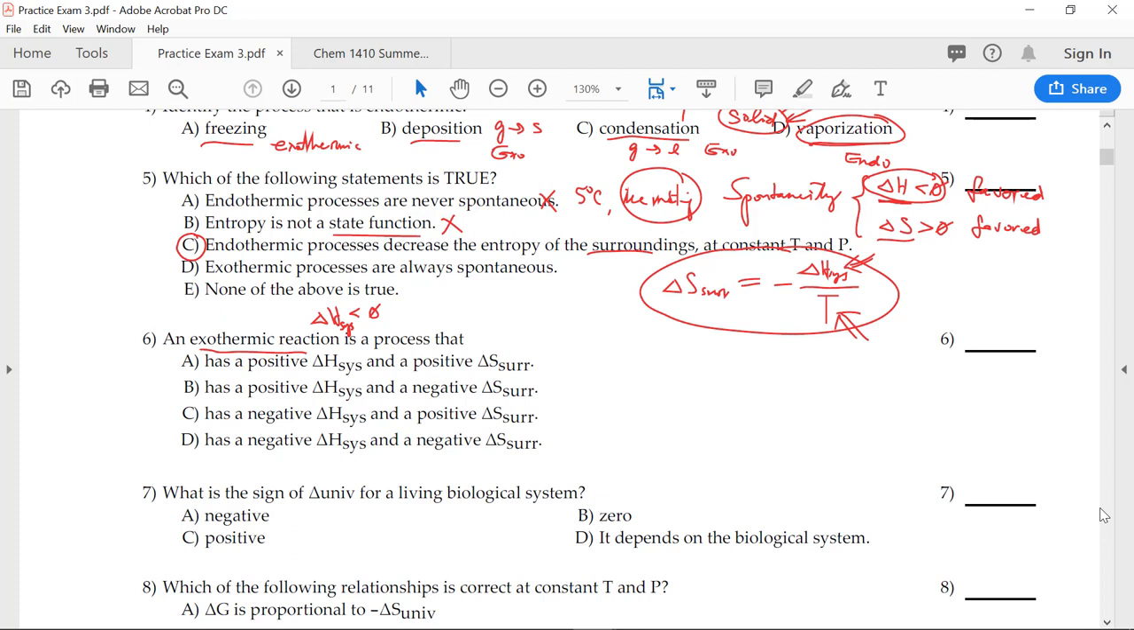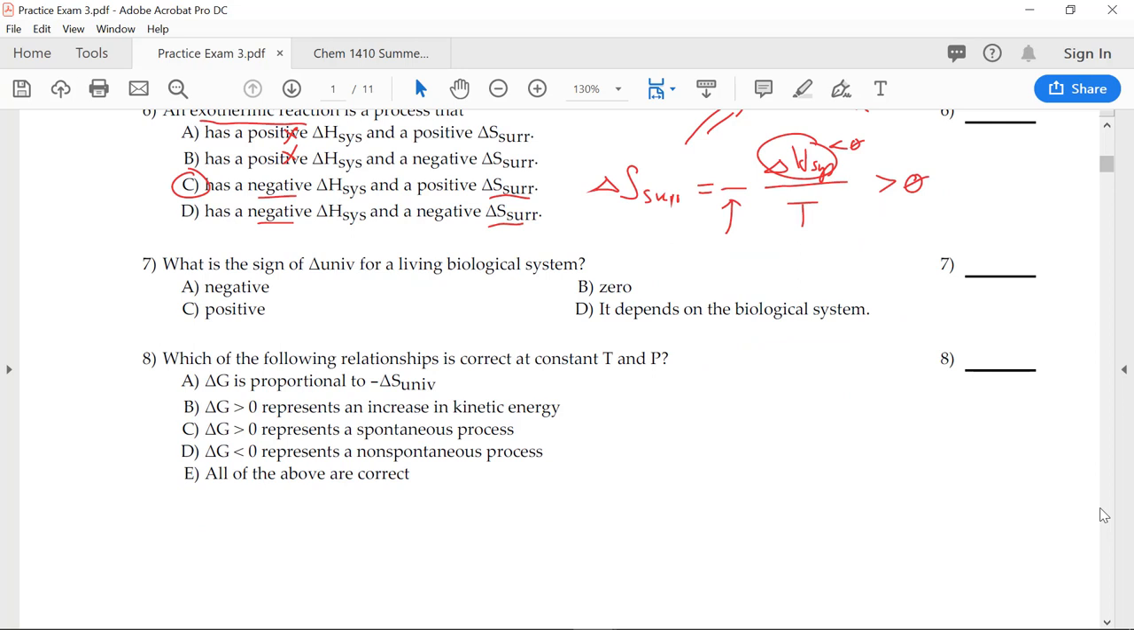So it has a negative delta H. Okay, what about the delta S for the surrounding? How do we relate delta S of the surrounding to the delta H? That's the equation, so we're going to write this again. Delta S for the surrounding is the negative delta H for the system over T. Since it's an exothermic reaction, delta H for the system is smaller than zero, but you have a negative sign before it. So delta S for the surrounding will be greater than zero. That's why C is the correct answer.